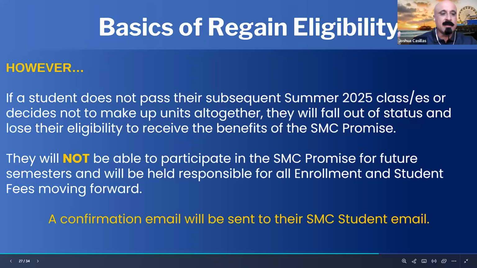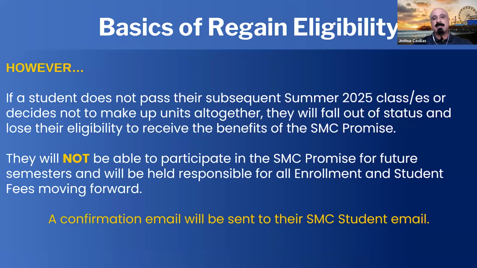Okay. However, if a student does not pass their subsequent summer 2025 classes when they're attempting to regain eligibility, or decides not to make up the units altogether, they will fall out of status and lose their eligibility to receive the benefits of the SMC Promise for future semesters. Once again, it does say there that you will not be able to participate in SMC Promise for future semesters and will be held responsible for the enrollment and student fees moving forward.